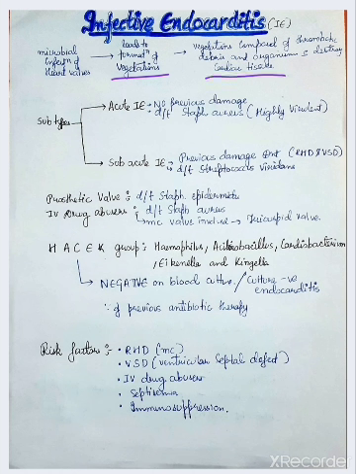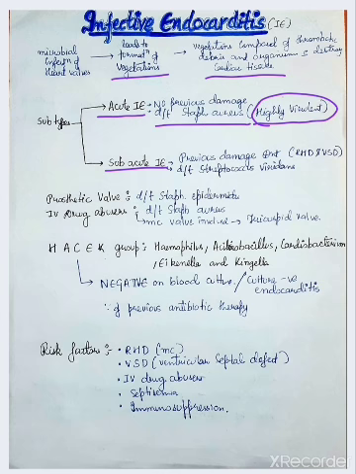The subtypes of infective endocarditis are acute infective endocarditis and subacute infective endocarditis. In acute infective endocarditis, there is no previous damage of the heart, and this is because of Staph aureus infection, which is highly virulent. In subacute, previous damage of the heart was present, like rheumatic heart disease or ventricular septal defect, and subacute infective endocarditis is because of Streptococcus viridans. So acute was because of Staph aureus and subacute because of Streptococcus viridans.